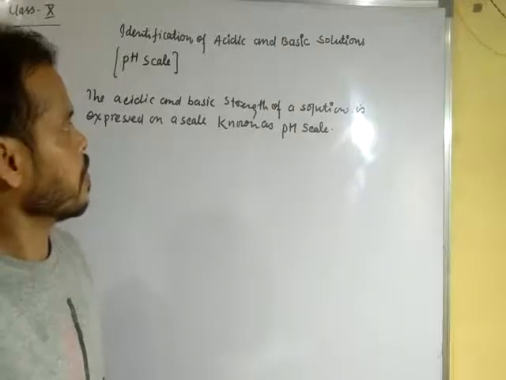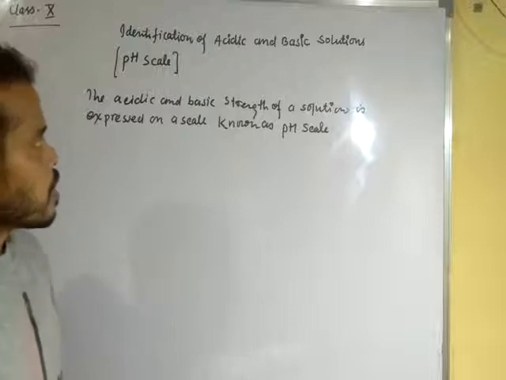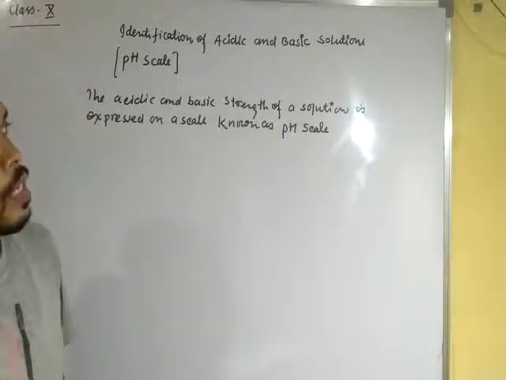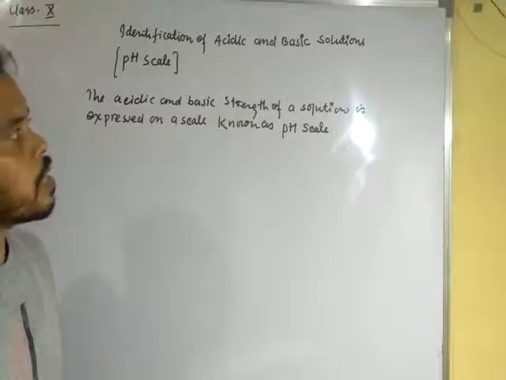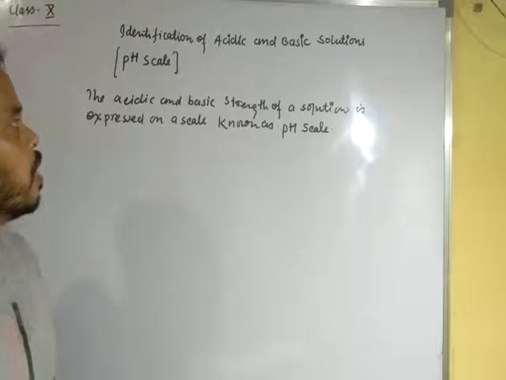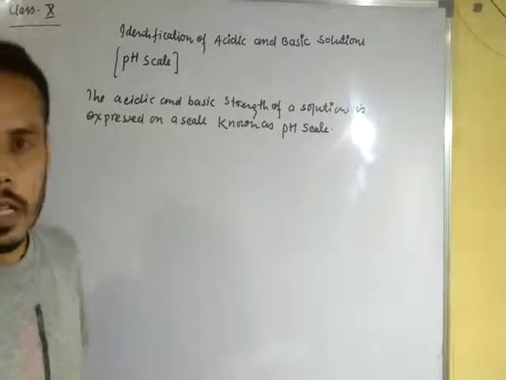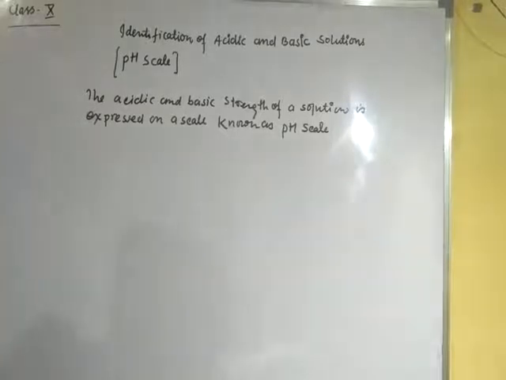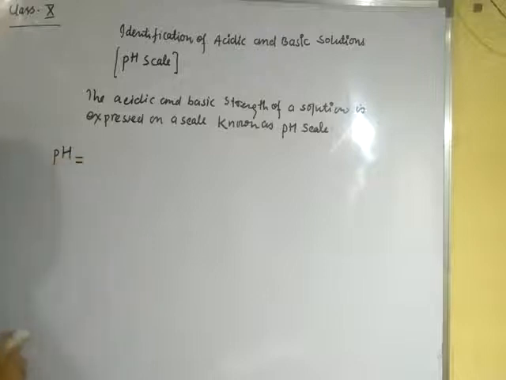Very simple definition. But the acidic and basic nature of acid and base depend upon the concentration of H plus ion and OH minus ion present in the solution respectively, which are measured on a scale known as the pH scale. Okay dear student, now a question arises: what is the pH?